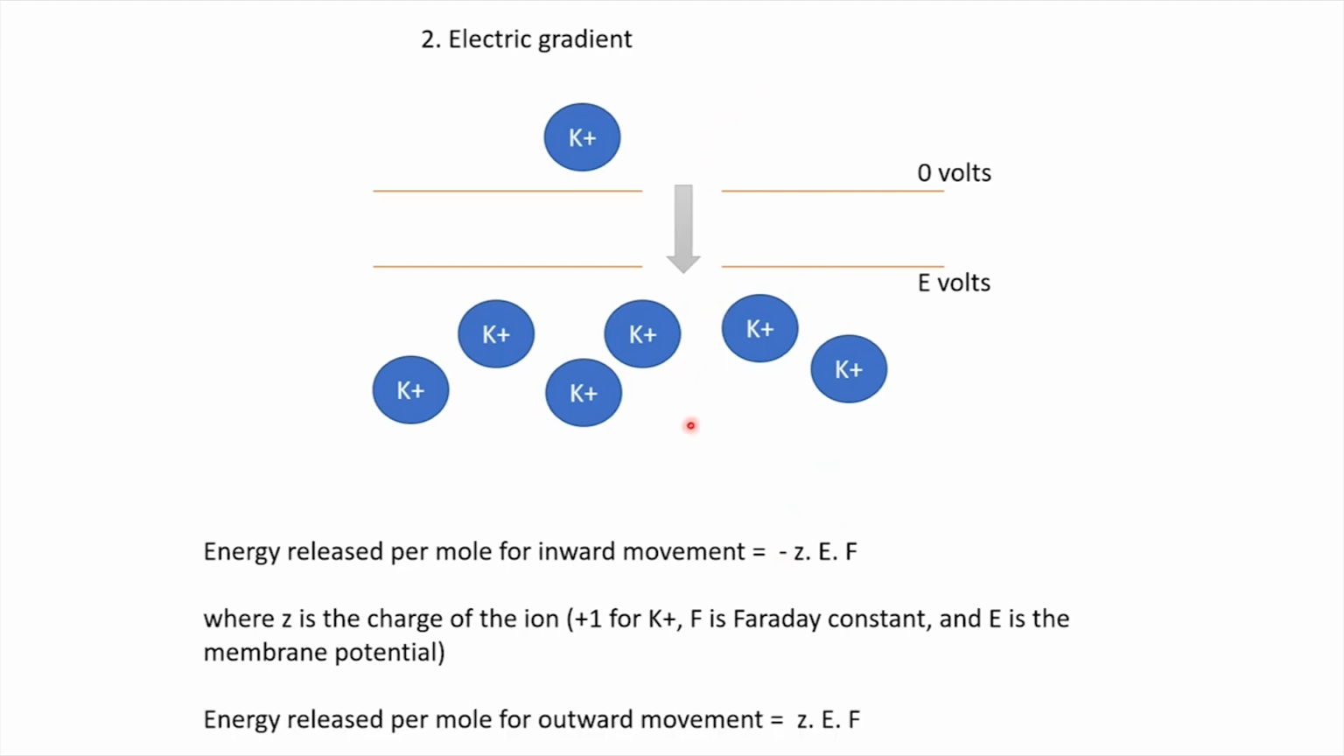And we can also write the energy released per mole for the outward movement. That would be just the inverse of this, so it will be plus ZEF. So this is the energy released per mole if potassium ions move out. So now we have the terms for energy released per mole of potassium ions when they move out according to the electrical gradient. And on the previous slide we saw the energy released per mole if they move out according to the concentration gradient.